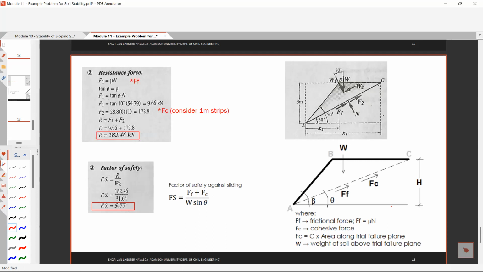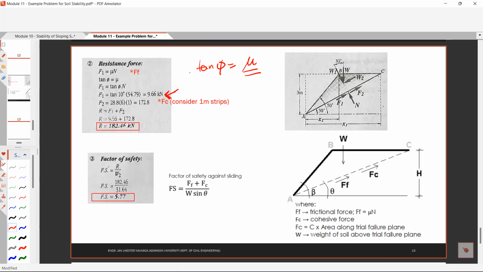So how do we determine this mu? What you only have is the angle of internal friction. If you recall your physics, the tangent of the angle of internal friction, or angle of friction, is equal to the coefficient of friction mu. So tangent phi is equal to mu. Therefore, you can solve for FF, the frictional force, which is tangent phi times N. That is tangent 10 times the normal force, whereas your normal force, W sine theta, is equal to 54.79 kilonewton. Therefore, your FF is 9.66 kilonewton. This will be your frictional force.